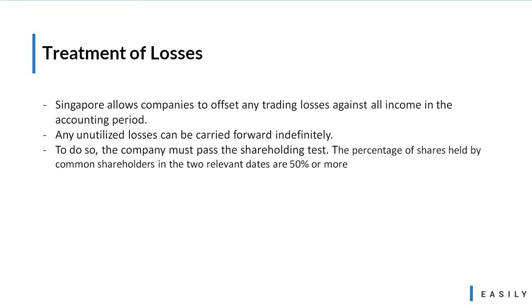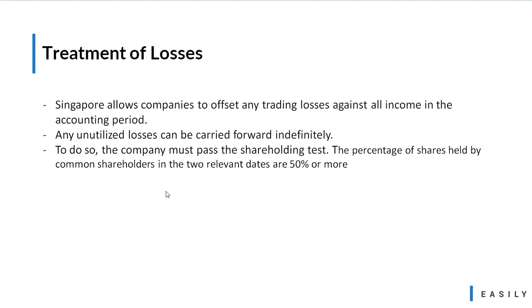Okay, so the treatment of losses. Singapore allows companies to offset any trading losses against all income in the accounting period. Any unutilized losses can be carried forward indefinitely. So if your company loses, say, 50,000, you can carry forward this loss to offset future profits.